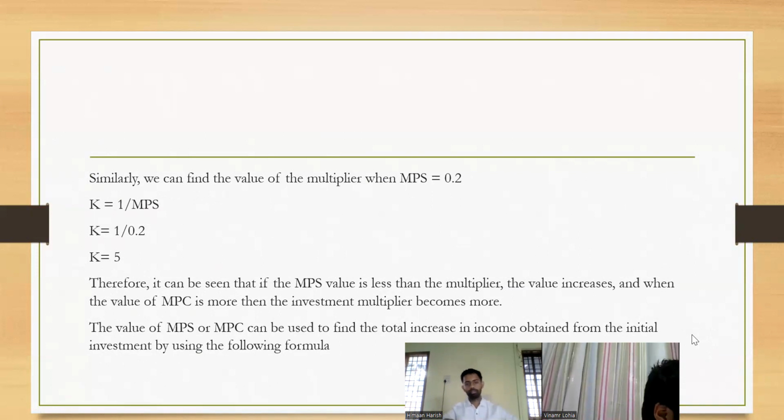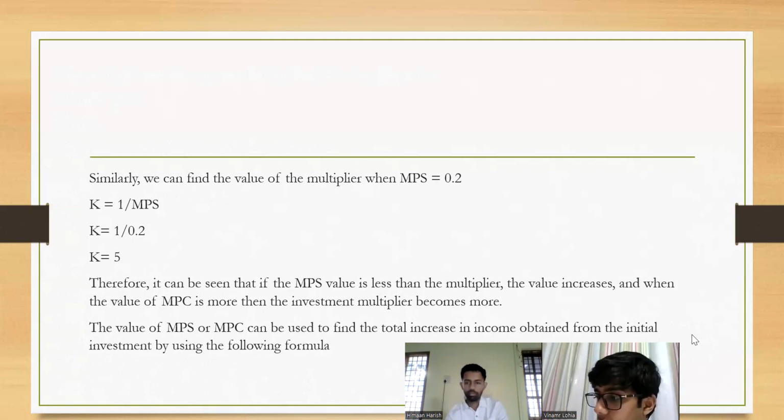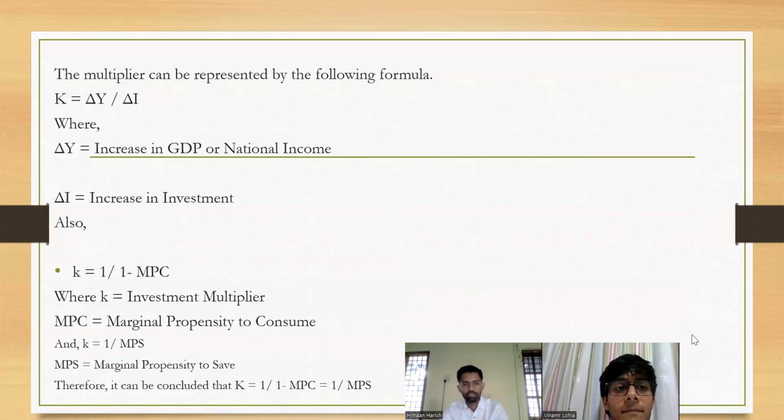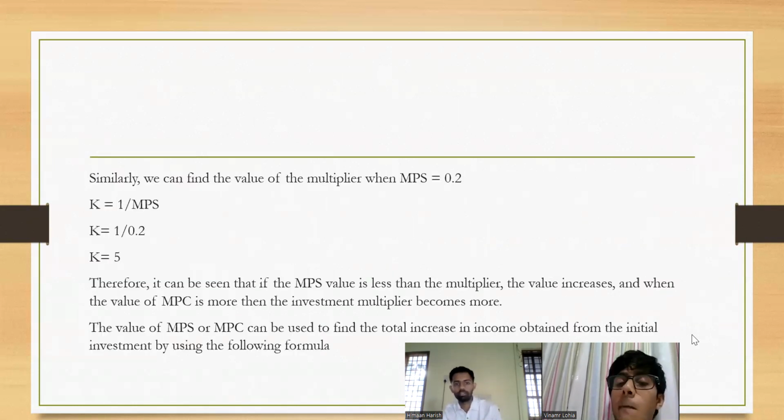Therefore, it can be seen that if the MPS value is less, the multiplier value increases. And when the value of MPC is more, the investment multiplier becomes more. The value of MPS or MPC can be used to find the total increase in income obtained from the initial investment by using the following formula. K is equal to delta Y by delta I, where delta Y is the change in income and delta I is the change in investment. So it is the increase in GDP or national income by change in investment.